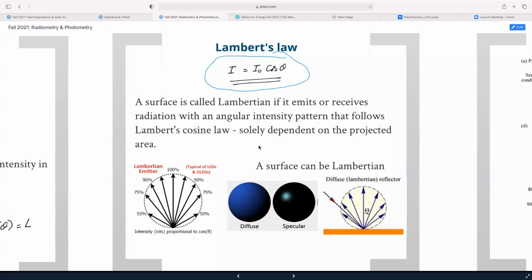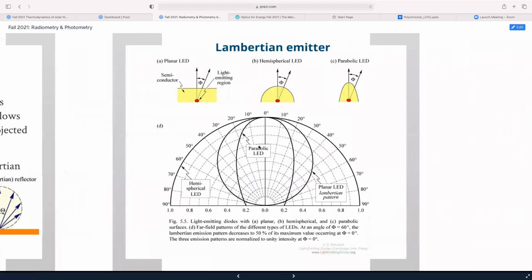A good example of a surface that's Lambertian: a surface can be diffuse or specular. Specular is simply like a mirror, whereas diffuse is going in all directions. Lambertian reflectors are almost always diffuse. So diffuse and Lambertian are basically the same for our purposes. The slight difference is not terribly important.